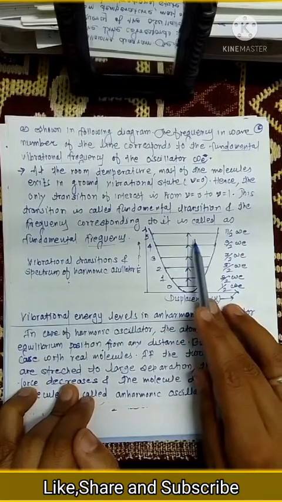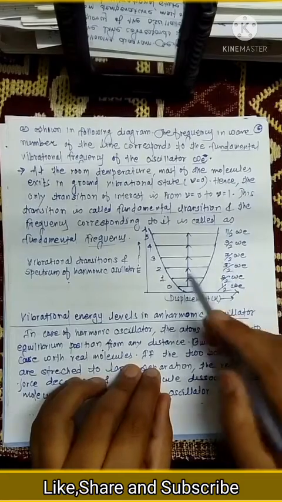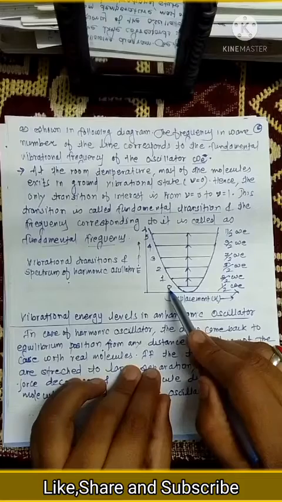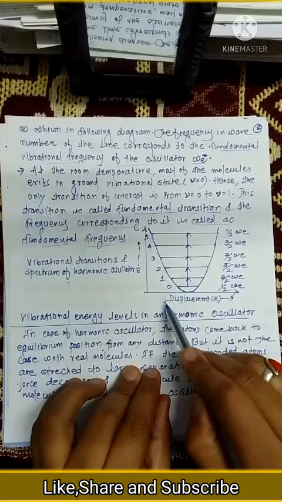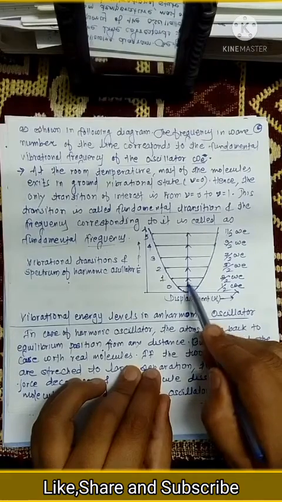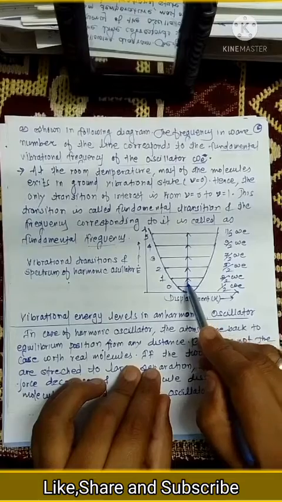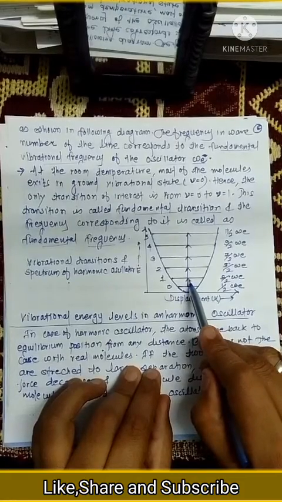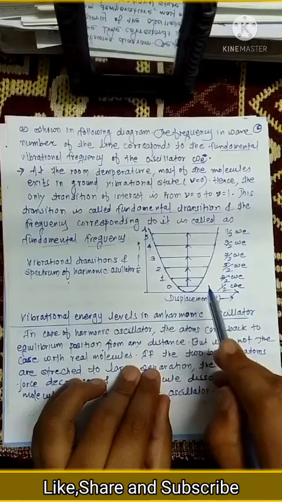So, at room temperature, most of the molecules lie in ν is equal to 0 vibrational state. So, this is a transition from ν 0 to ν 1. This transition is known as fundamental transition, and the frequency corresponding to this transition is known as fundamental frequency.